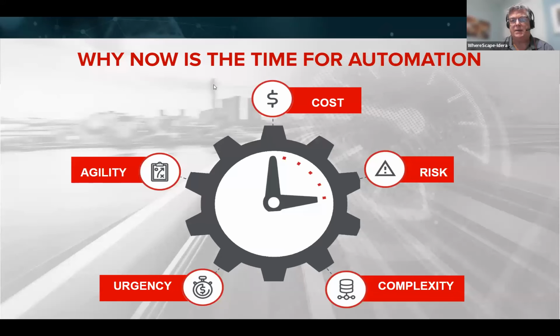So why is now the time for automation? Cost. That's the immediate thing people think of. If I can get things done faster, that's definitely a cost savings. If I can get information in front of the business leaders, people who need to make decisions based on the intelligence that the data analysts are coming up with, that's a realized cost.